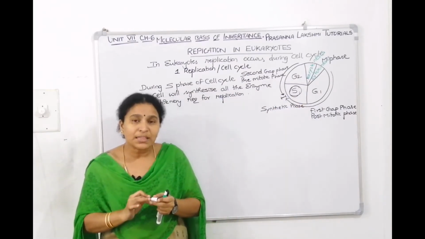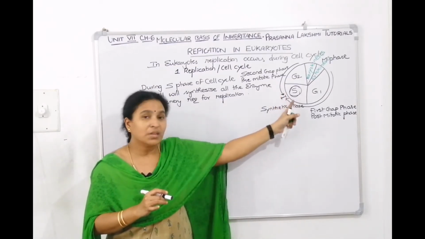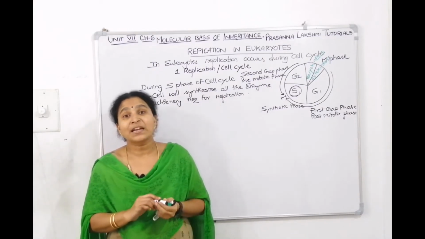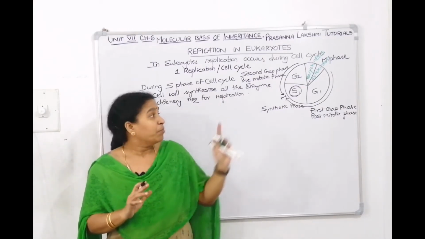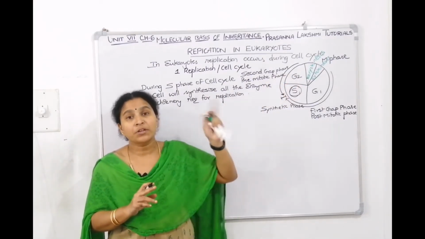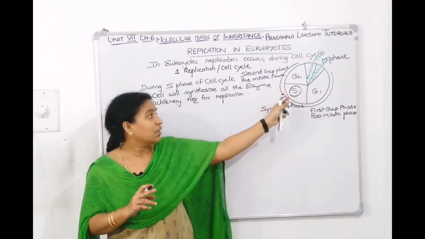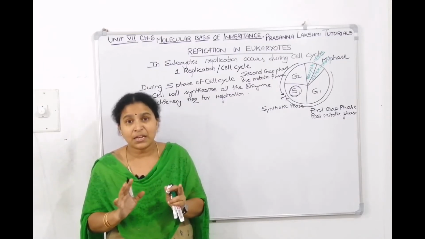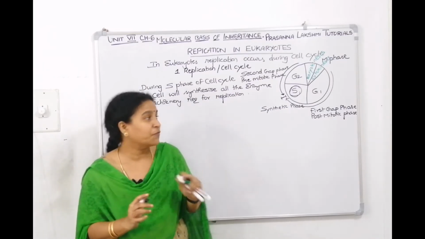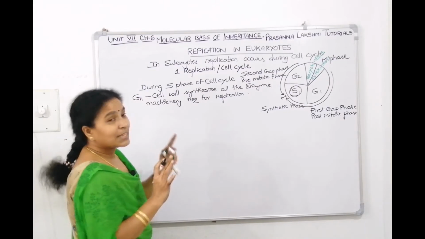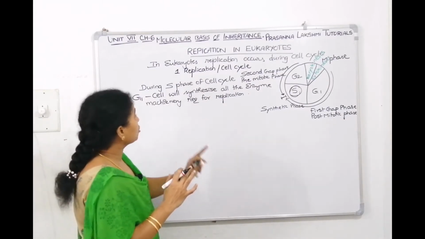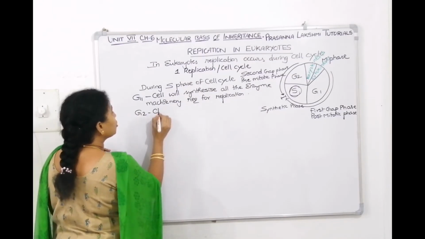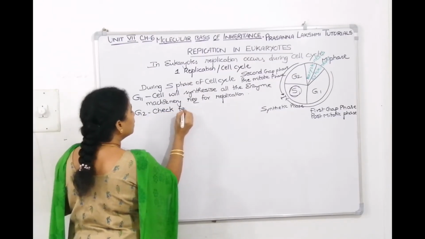Now using all that, it will do replication in the S phase. Now in the G2 phase, what will it do? It will check for any damage or repair. Before going to M phase, before division, there will be a G2 checkpoint, where it will check whether there is any damage to the DNA, whether there are any mismatches, and rectify them. So in the G1 phase, the cell prepares itself for replication. In the S phase, it does the replication, and in the G2 phase, it checks for mismatches.